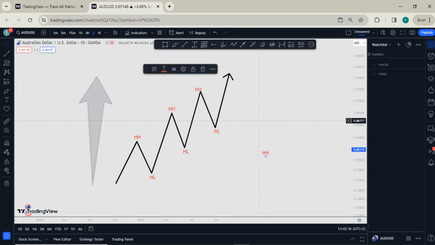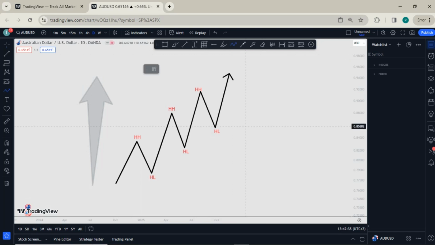So we identify an uptrend by what? By higher highs and higher lows. It's going to be something like this: higher high, higher low, and so on and so on. However, this is just to show you how an uptrend looks.